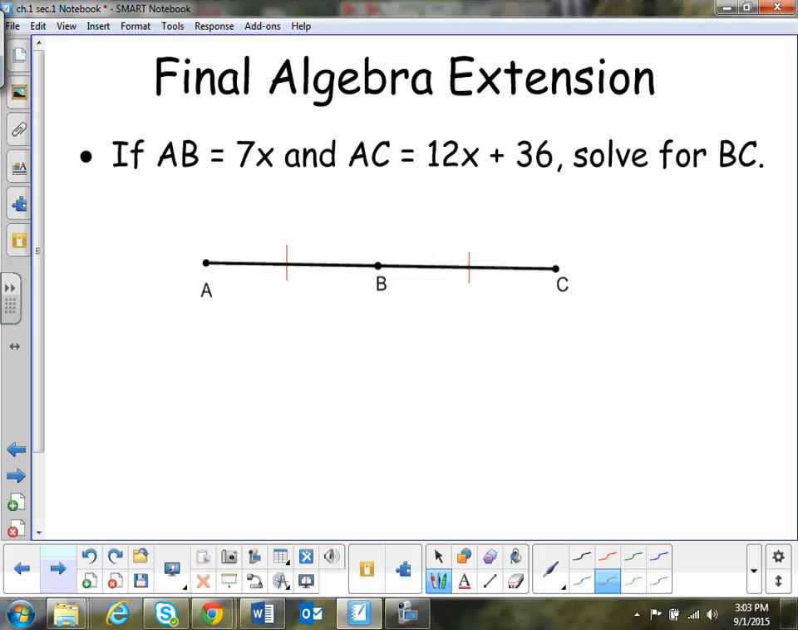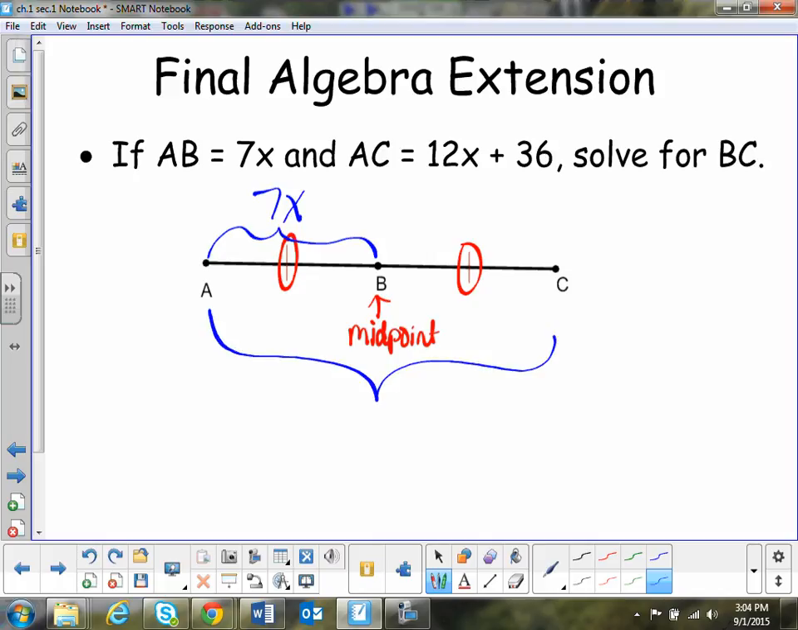Here we have B here in the middle. We have the tick marks here. What does that mean about these two segments? It means they're congruent, and it also means that B is a midpoint. I know that AB is 7x, so from here to here is 7x, and AC, the whole thing, is 12x plus 36. And I need to solve for BC over here. Well, is there something that we can represent BC? Yes, it's the same as this over here, so why not call that 7x also?